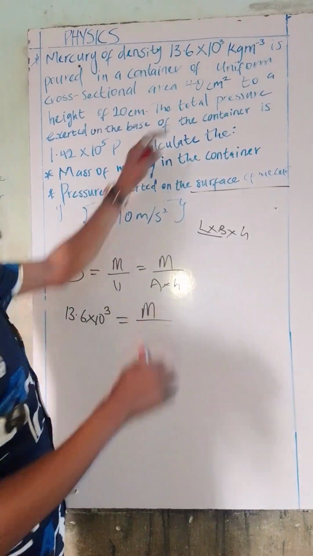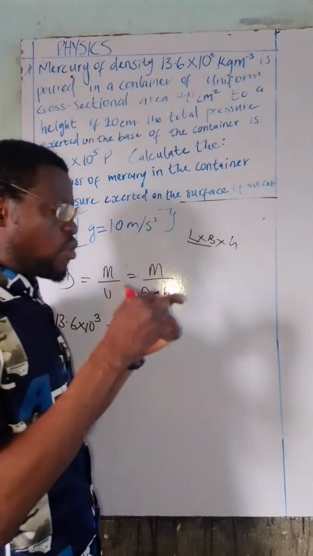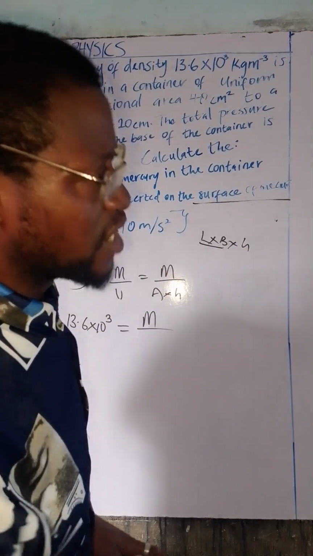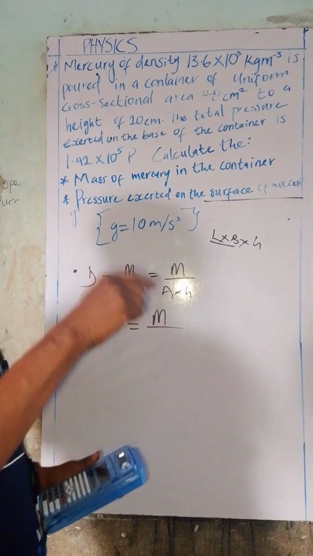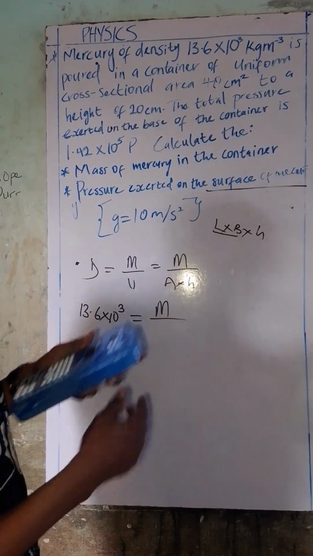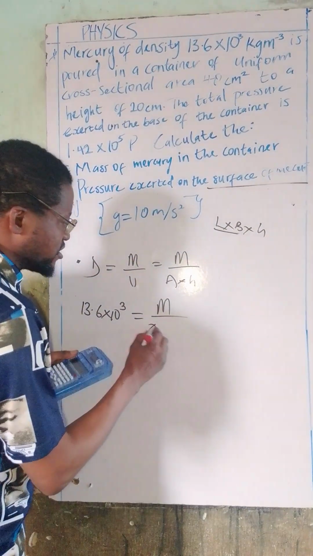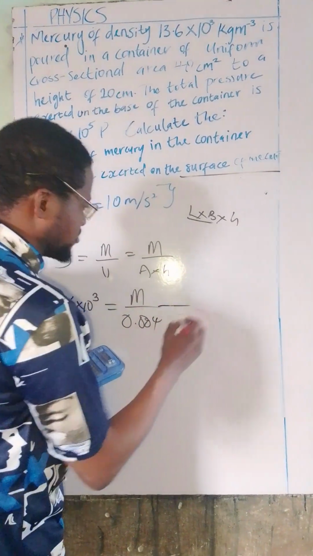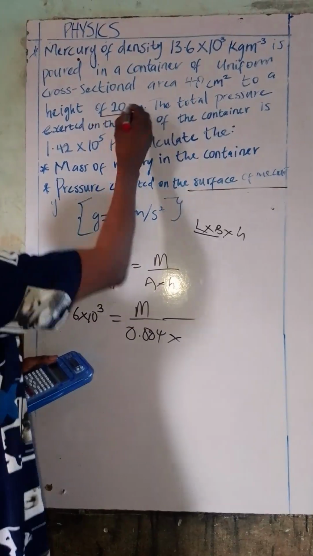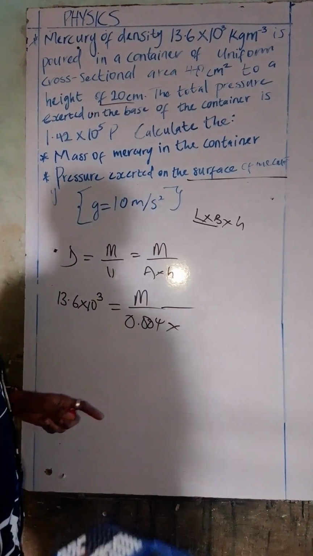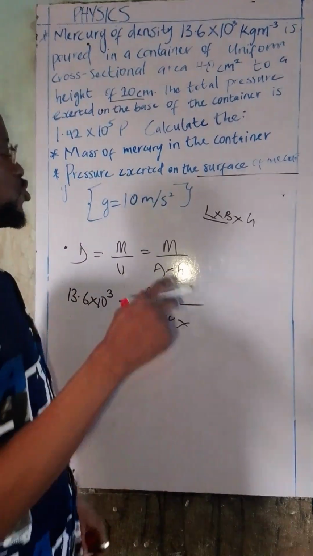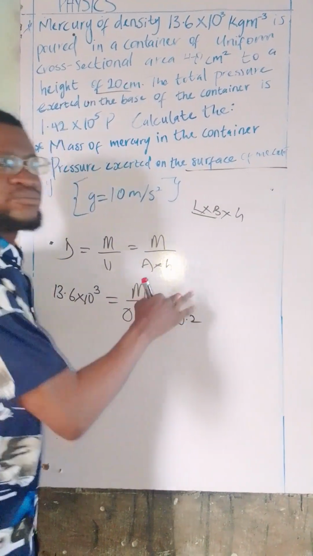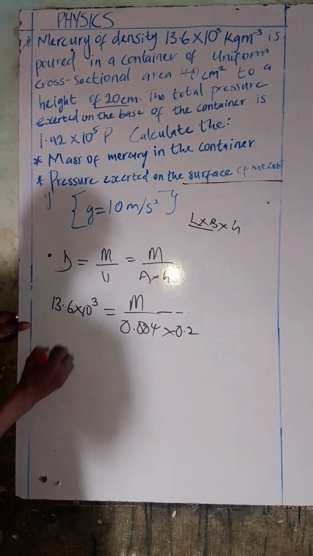That is how you convert area in centimeter square to meter square. The value you are given, you need to divide by 100 two times. So here I think I have 0.004. Now you need to convert the height as well from centimeter to meter. This one is going to be 20 divided by 100 just one time. That is 0.2.